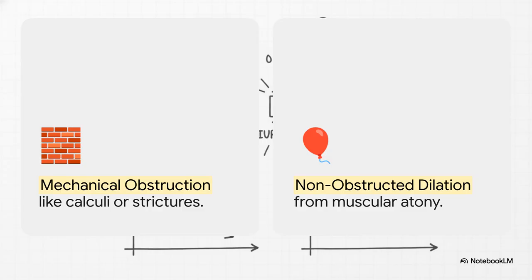And that leaves us with two very different potential realities for the patient. On one hand, you could have a true mechanical obstruction. Think of a physical blockage here, like a kidney stone, a stricture, or maybe posterior urethral valves. But on the other hand, we have non-obstructed dilation. This might just be a structural abnormality or muscular atony, basically a flabby renal pelvis that's perfectly fine, just a little stretched out with absolutely zero blockage. So the bottom line? You really cannot rely on anatomy alone to make this call.